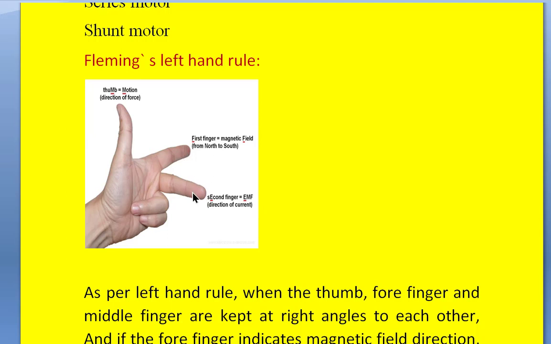When these are properly placed in the motor, then the motor will experience the mechanical force, that is the motion or direction of the rotation of the motor, which is indicated by the thumb like this. Here thumb, first finger and the second finger all are perpendicular to each other like this.